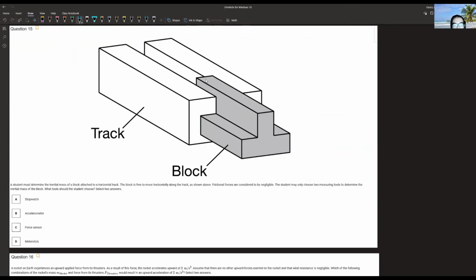Along the track as shown above. Frictional forces are considered to be negligible. The student may only choose 2 measuring tools to determine the inertial mass of the block. Which tools should the student use? And so this one's going to be multiple correct. So we'll go to this one.